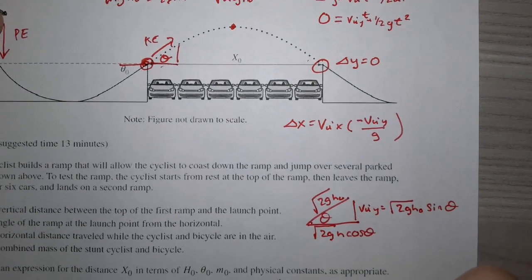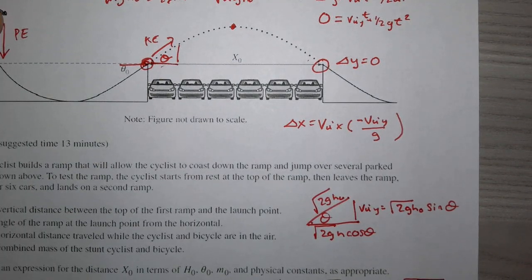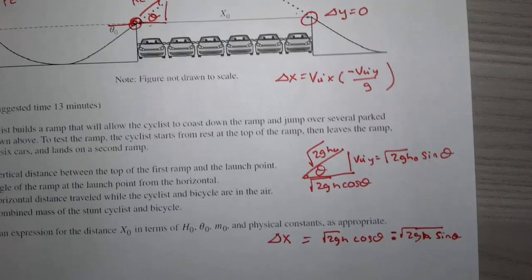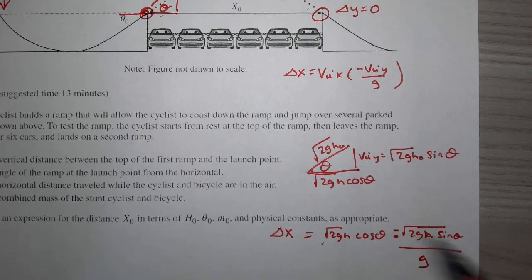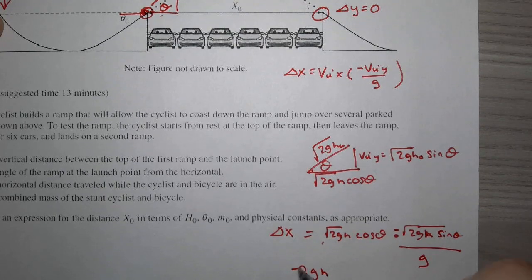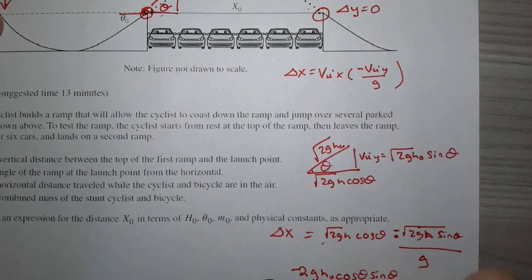So our delta x, or our x naught, is equal to square root of 2gh cosine theta times square root of 2gh sine theta. But it was negative, so make sure we put a negative there. And then we divide by g. Now the square roots would end up canceling out, and you would end up with 2 h naught negative cosine theta sine theta all divided by g, which is x naught.